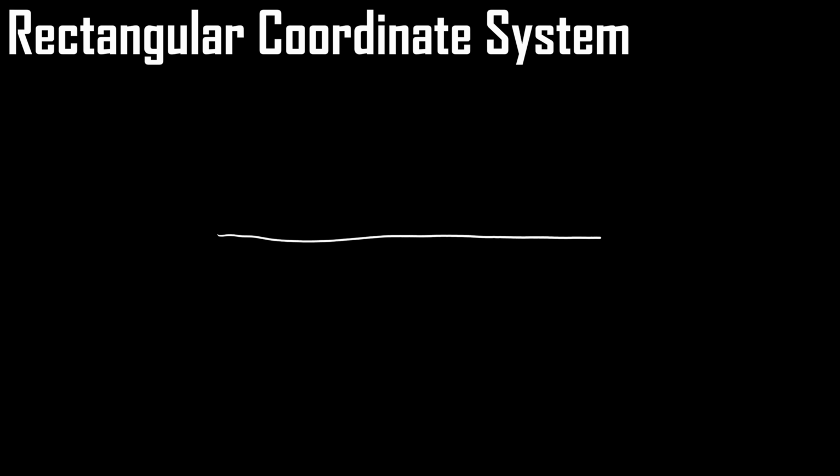This is the x-axis, and then one vertical. This is the y-axis. Where they intersect is called the origin with the coordinates 0, 0, and that is right here. This setup forms the xy plane and divides it into 4 quadrants.